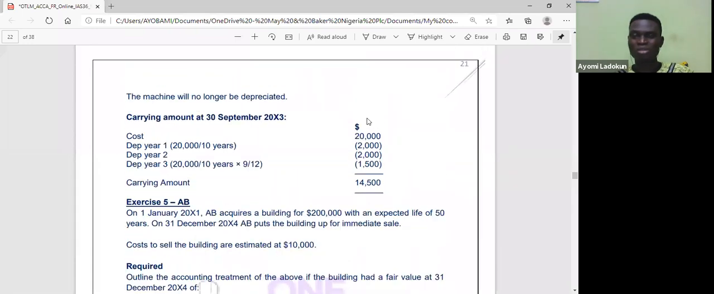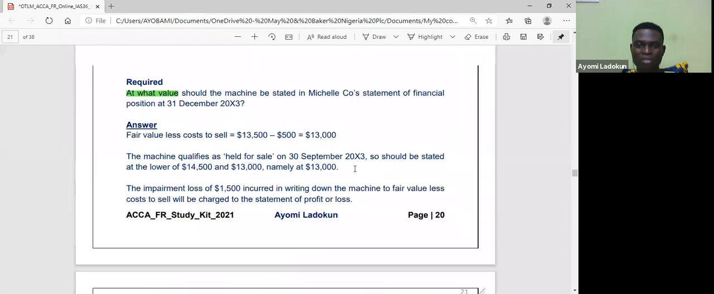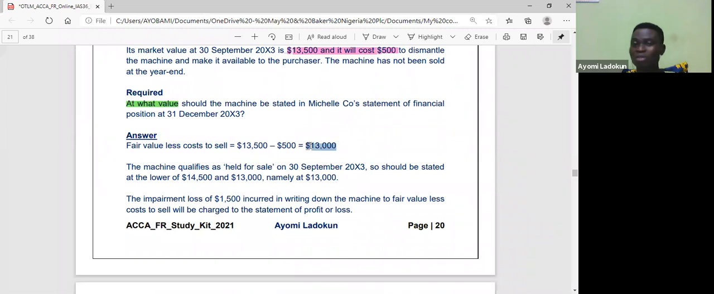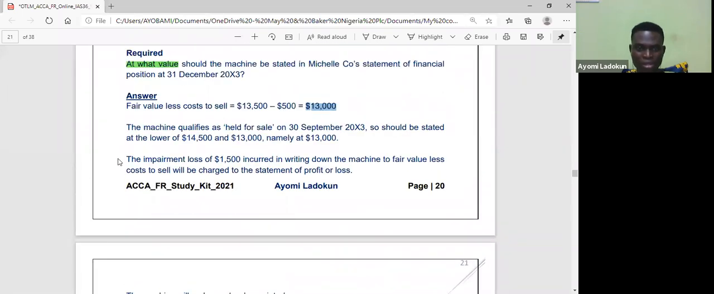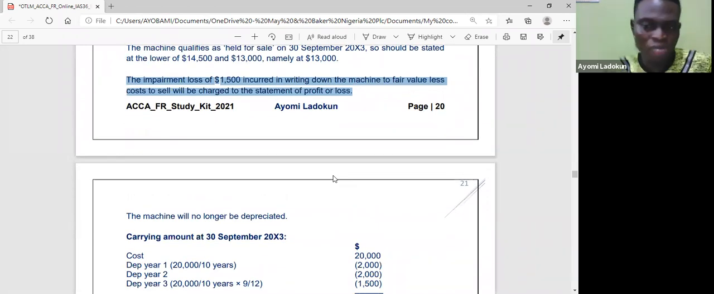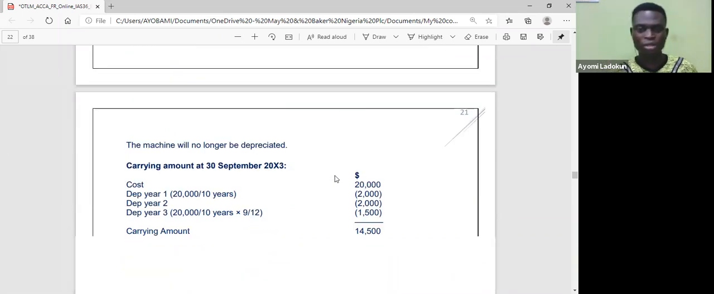Can you see? So this is what I was explaining. Okay, so you have 2,000 year 1, 2,000 year 2. In year 3, it will be 1.5 so that you can have this 14.5. So when you come to fair value less cost to sell, you have 13. So that means you are going to carry the asset at 13. So that 1.5, let me see. Okay, this is it. Impairment loss of 1.5 is incurred. So you have to write it down. It's as simple as that. Once you know that principle, you are good to go. Seriously. Once you know the principle, you are good to go.